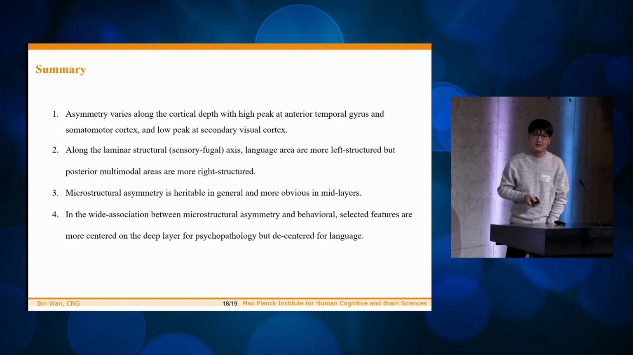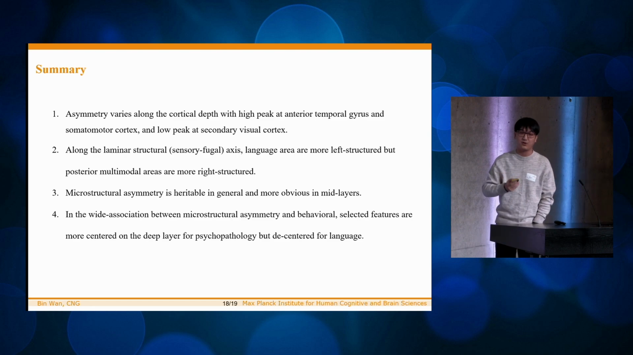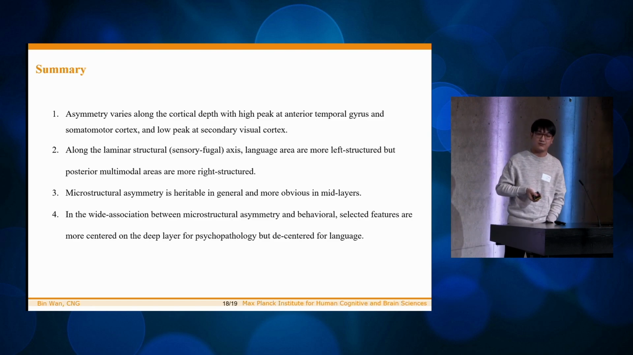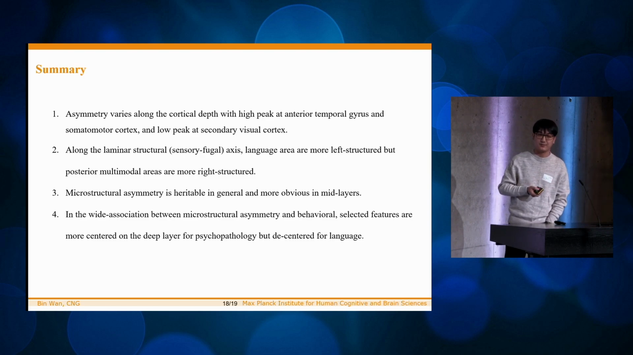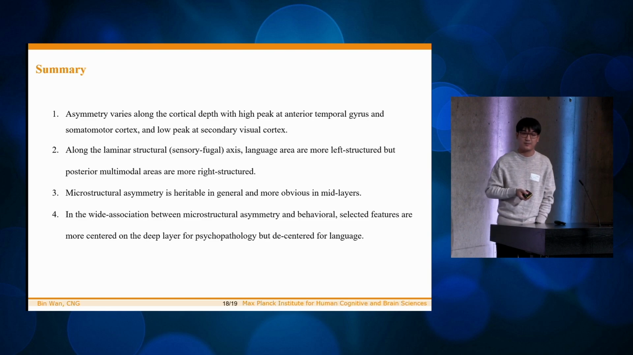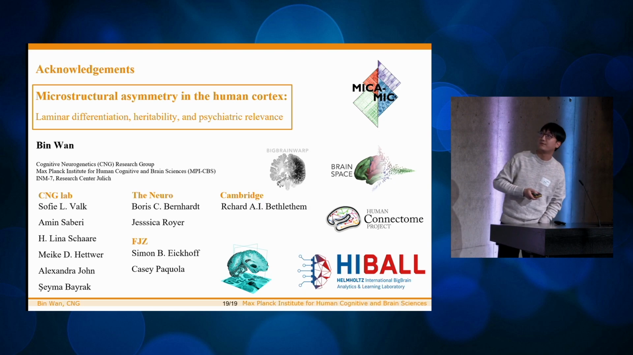So to summarize, asymmetry varies along the cortical depths with a high peak at the anterior temporal gyrus and also the somatomotor cortex, and a low peak at the secondary visual cortex. Along the laminar structure, sensory-fugal axis language areas are more left structured, but posterior multimodal areas are more right structured. Microstructure is heritable in general, but more obvious in the middle layers. And in the association between microstructure asymmetry and behavior, selected features are more centered on the deep layers for psychopathology, but decentered for language features. That's all. Thanks for the support from the collaborators.